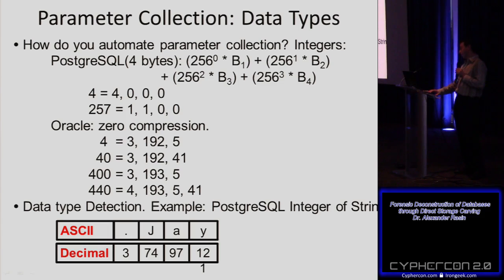Then 40 is represented as 3, 192, and 41. And then 400 is represented as 3, 193 for 2 zeros, and then 5 for the 4 in the beginning. And then finally, this is 4 bytes: 193 for 2 zeros, then 5 for 400, and then 41 for 40. Those are the actual 4 bytes that you'd see in the storage. I have a couple more examples, and I have no idea how my PhD student figured it out. Still not sure, but somehow he learned it. And it works, so clearly it is actually how things are stored.